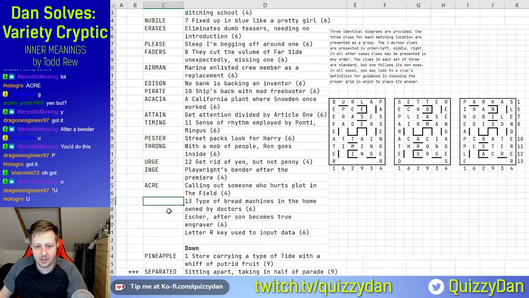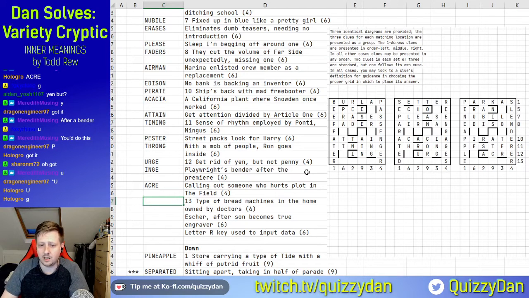13 across. The last main clue that we'll be doing for this. Type of bread machines in the home owned by doctors. Right, I feel like machines shouldn't be that. As in, type of bread, so that's rye maybe, in the home owned by doctors. Something like that. And machines is going to be the definition. Doctors could be DR. So there's your doctors.